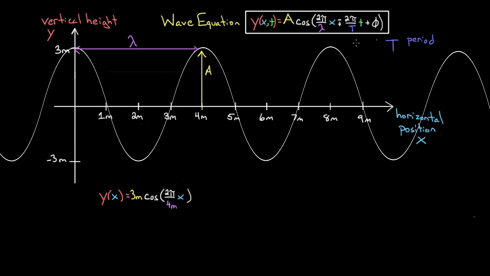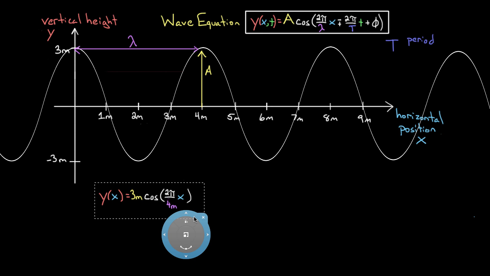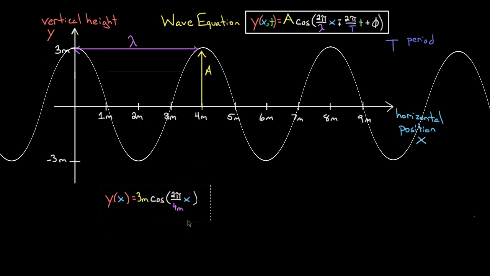A function of position and time that tells you the height of the wave at any horizontal position x and any time t. So let's try to apply this formula to this particular wave we've got right here. So I'm going to get rid of this, right? This was just the expression for the wave at one moment in time.